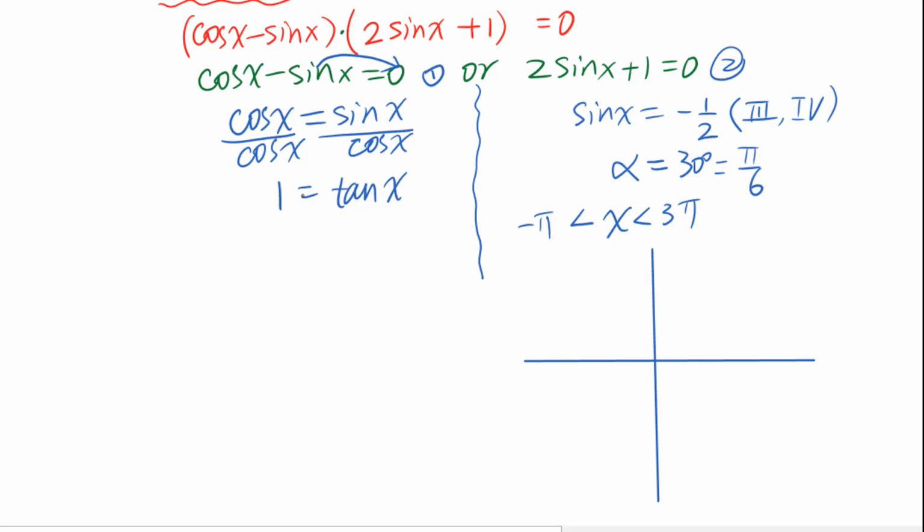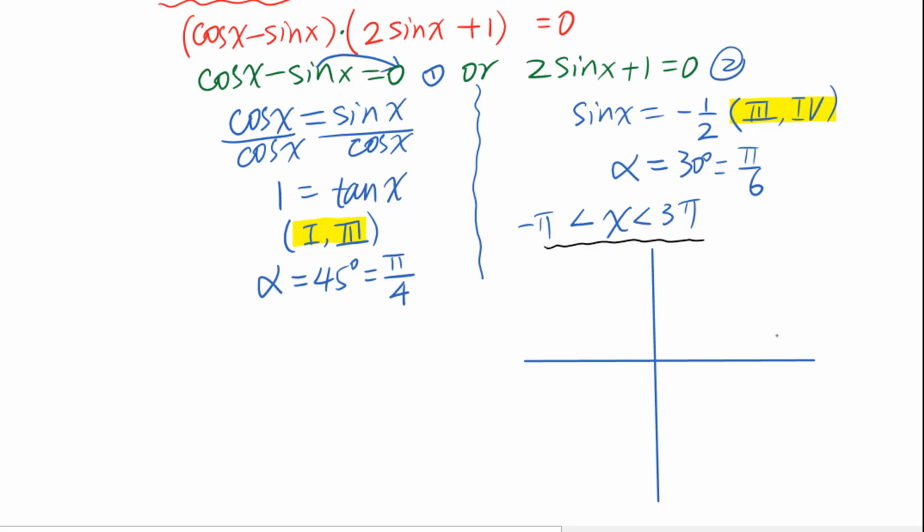For tangent x equals 1, 1 is positive. Positive tangent is in the first and third quadrants. The reference angle equals 45 degrees, that is pi over 4. So we only need to write down the pattern for the third, fourth, and first quadrants. The domain given is between negative pi and 3 pi.